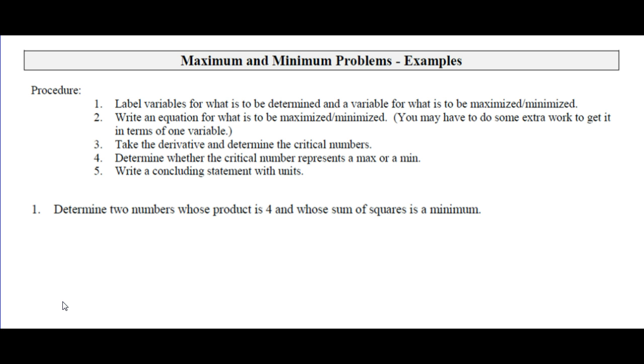So the first one is just a number problem, right? Determine two numbers whose product is 4 and whose sum of squares is a minimum. Okay, so two numbers whose product is 4. So we need two numbers. What could they be? 2 and 2. No. We need variables to represent these two numbers. X and Y. Sure. So let the numbers be x and y.